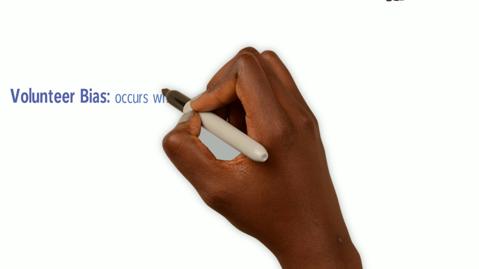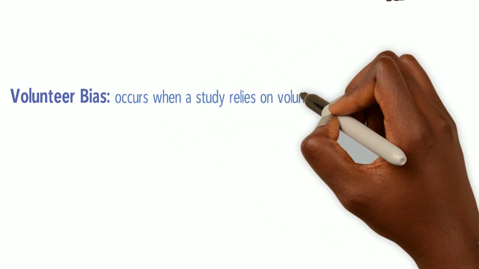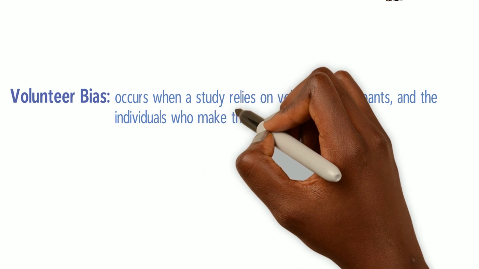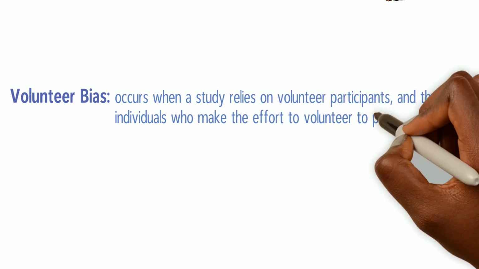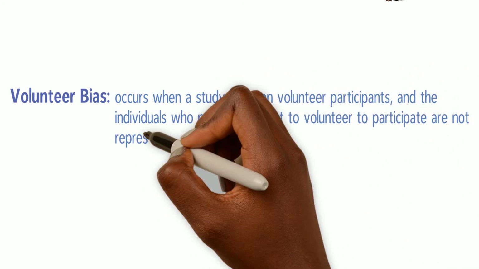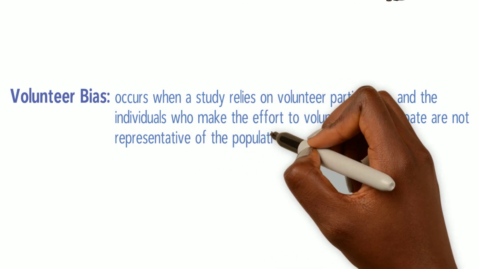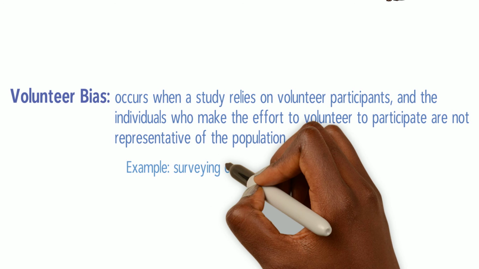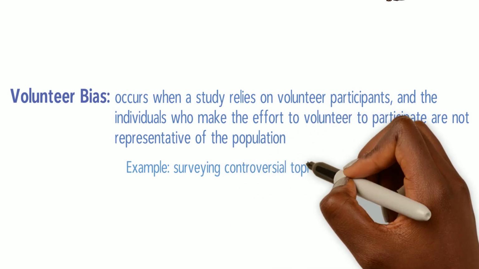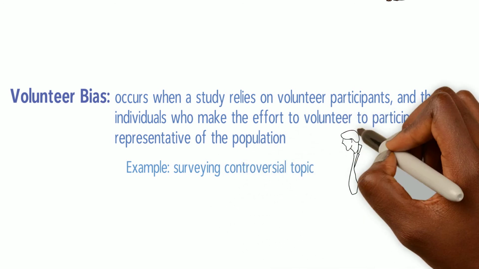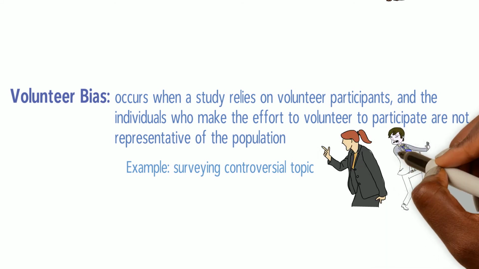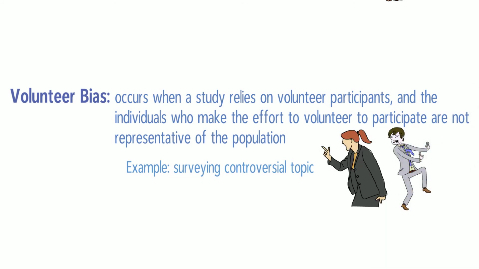Volunteer bias occurs when a study relies on volunteer participants and the individuals who make the effort to volunteer to participate are not representative of the population. This can occur when surveying controversial topics in which there may be more people with strong opinions who do volunteer, whereas people with moderate opinions don't volunteer to participate.